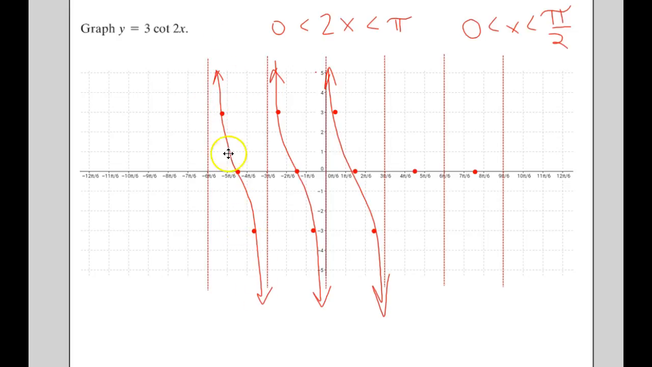Just remember it's flipped over from the tangent. We've got to get the higher point going up to the left and down to the right to get this number that's in front of cotangent.